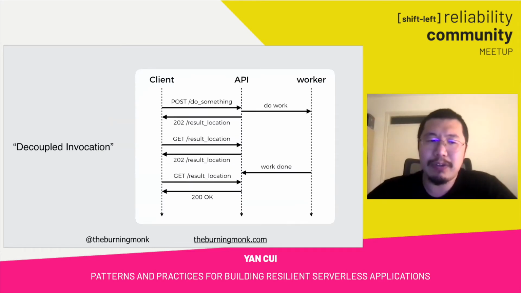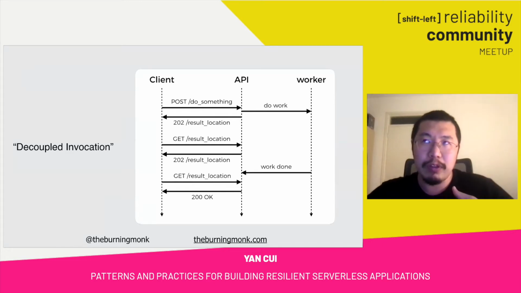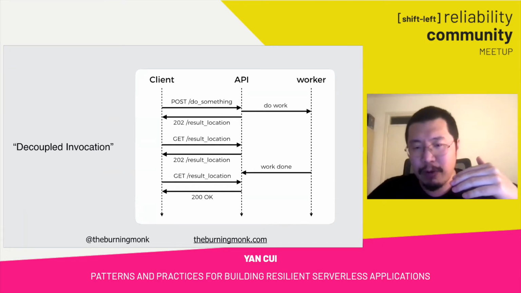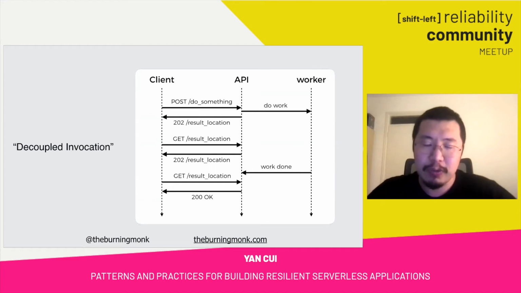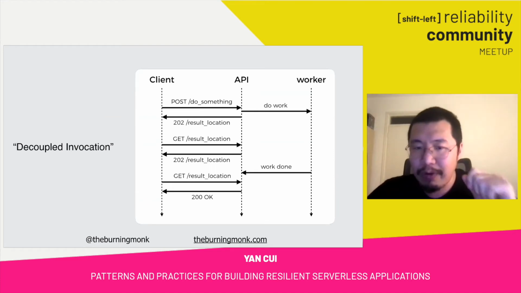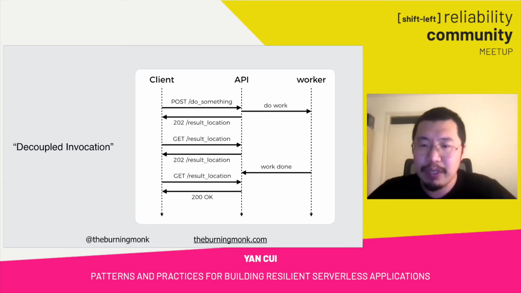is using a pattern called the Decoupled Invocation, where how it differs from what we did earlier is that we are going to return a location header in the initial response when the caller says, please do this task. And so we're going to give the caller a location that they can poll for the result until the result is ready.